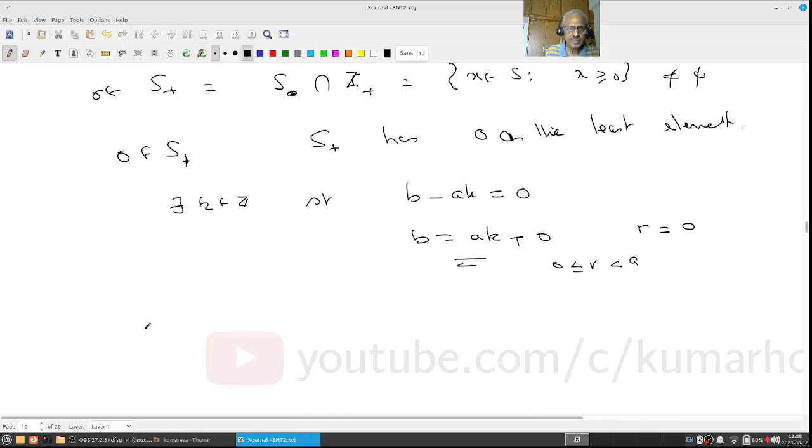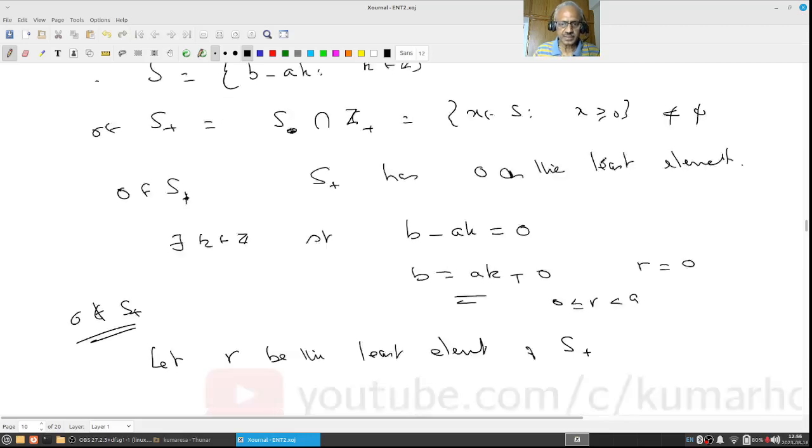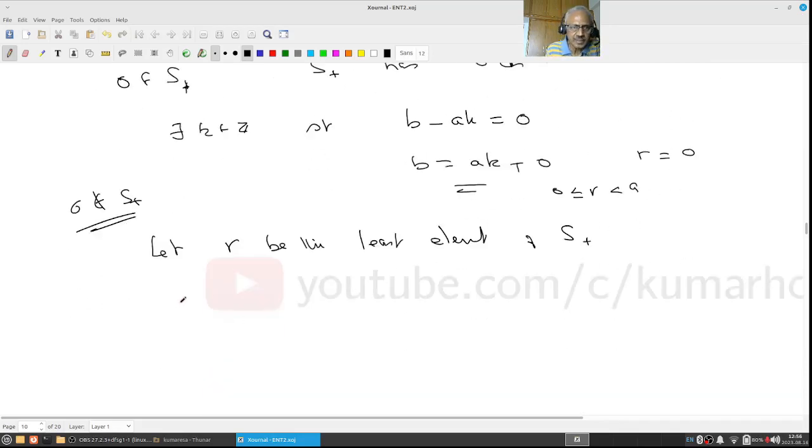Yeah. And suppose, okay, let r be the least element of S plus. So let us assume 0 is not in S plus. If 0 is not in S plus, that means there exists an x such that x is greater than 0, right? Therefore all my elements are positive. This means S plus is contained in the natural numbers. Right?